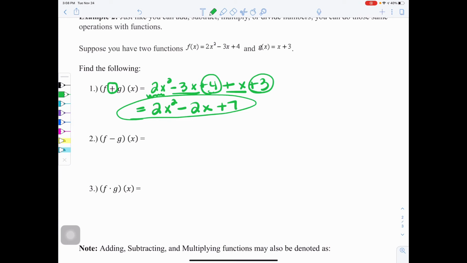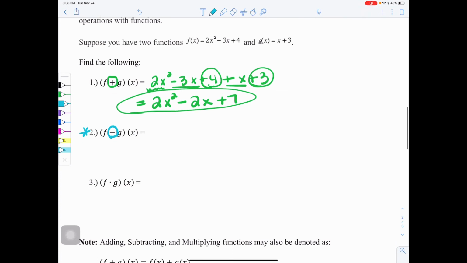In number 2, f minus g of x. So here they want us to subtract them. This one, put a star next to, because the way you set this up, you have to be very careful. We're going to put the f function first because that's what comes first in the parentheses. So that was 2x squared minus 3x plus 4. We need to subtract g of x. But g of x, if you go back up here, is a binomial. We have to subtract that entire quantity. So we're going to put minus, but then in parentheses, we're going to put x plus 3.